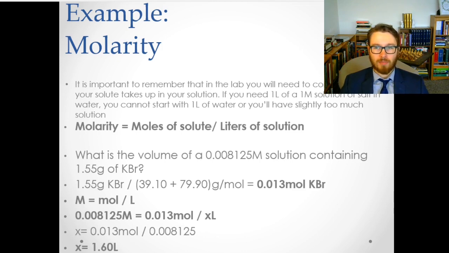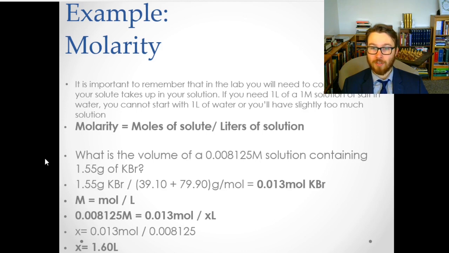So I want to take some time today to focus on what it's like to do some molarity problems that don't involve actually calculating molarity, doing some problems where you're given molarity and you have to calculate moles or liters. So I'm going to walk you through an example of that right here. So if I had a question that said, what is the volume of a 0.008125 molar solution containing 1.55 grams of KBr? That could be a real problem.